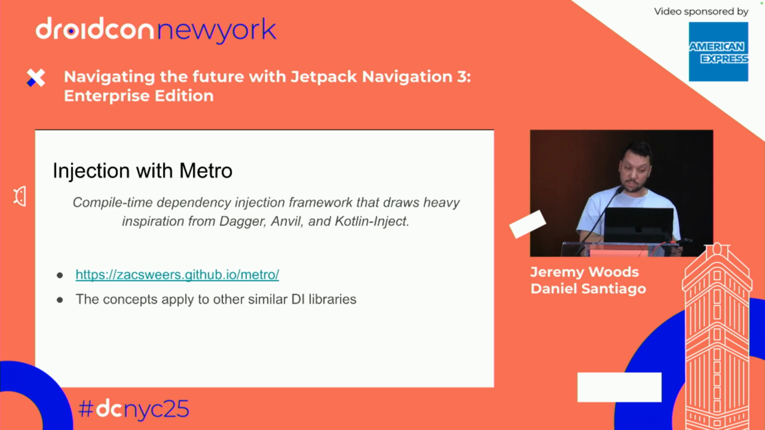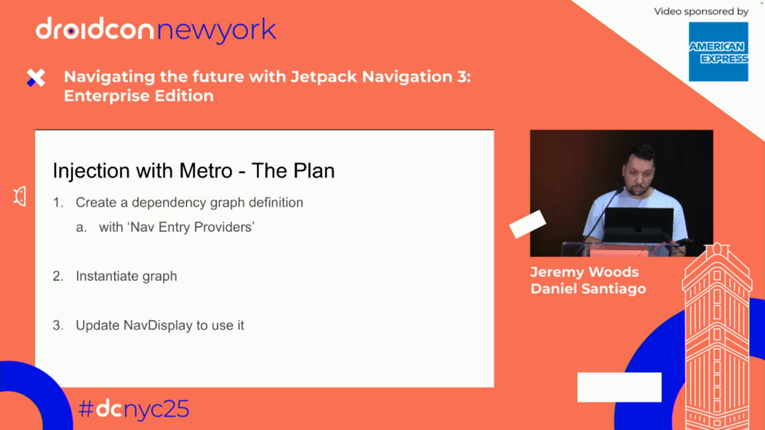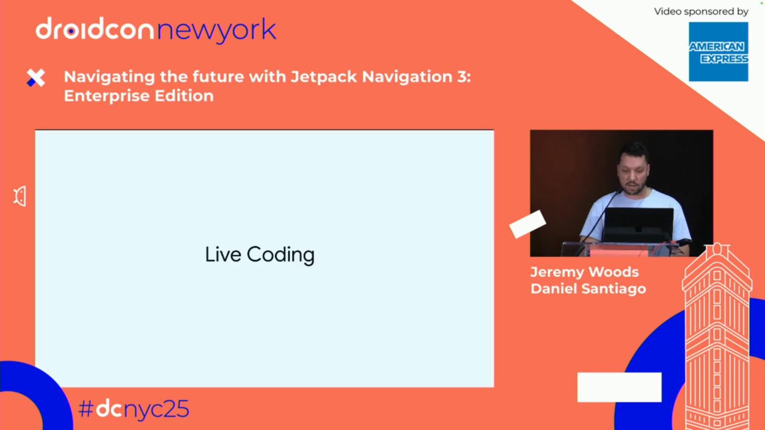We're going to do this injection with a library called Metro. It's a fancy new library, heavily inspired by Dagger and Anvil. So all the concepts that you'll see here technically apply to other libraries. I just wanted to have fun. It's droidcon New York, of course. All right, so we do have to have a plan. What are we doing? We're going to create that dependency graph, instantiate it, and just use it on our nav display.